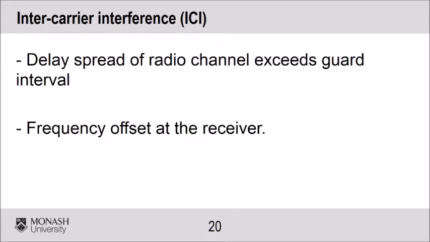The ICI is mainly caused by 2 factors, and they are when the delay spread of radio channel exceeds guard interval and there are frequency offset at the receiver.